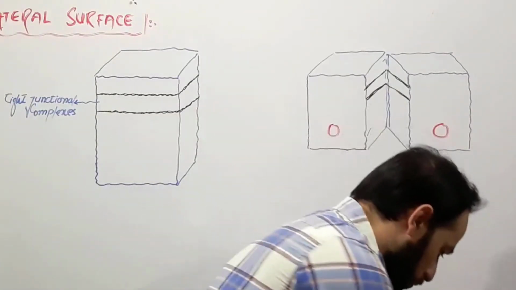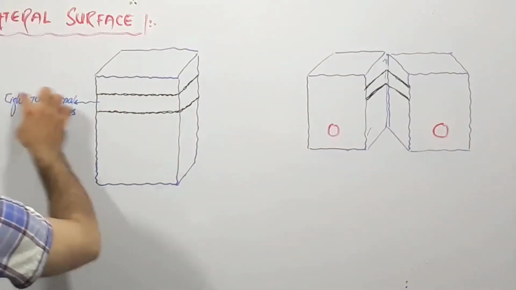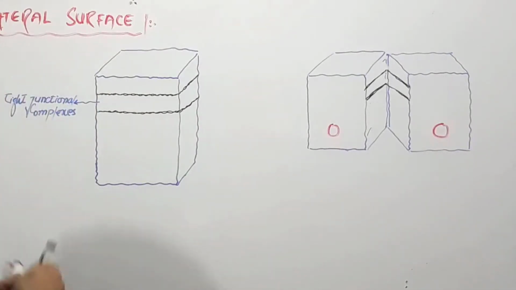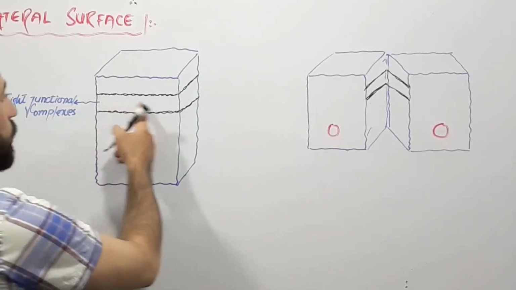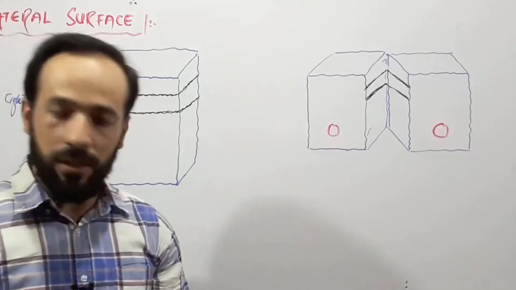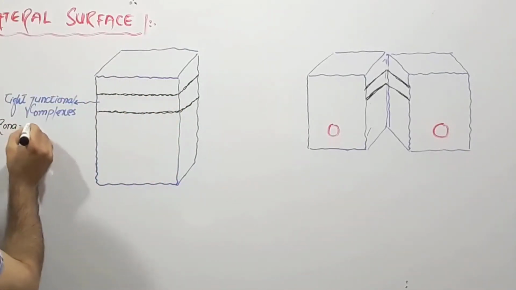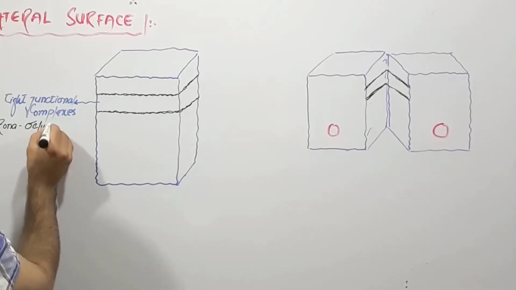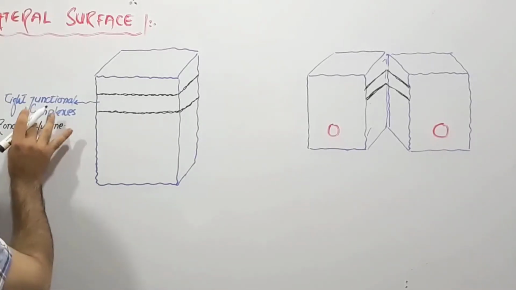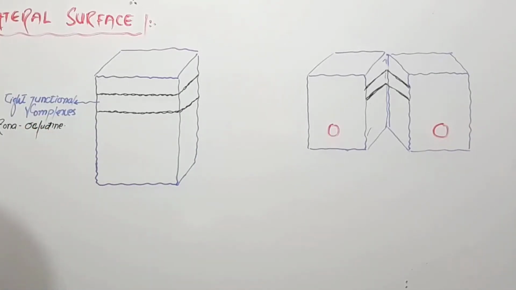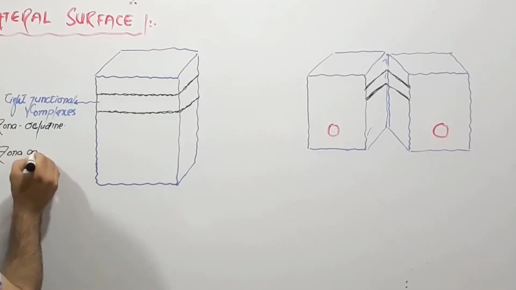So let us name those proteins. These junctional complexes are of two types. Let me write here, these junctional complexes are two. Number one is zonula occludens. We will discuss the proteins and other substances which are present in zonula occludens, and the second one is called zonula adherens.